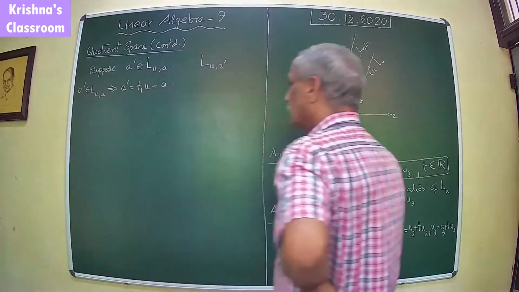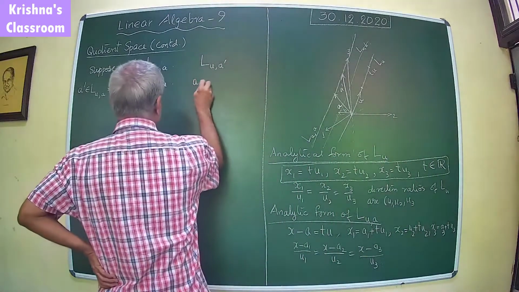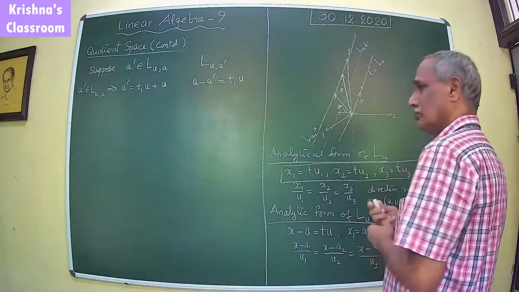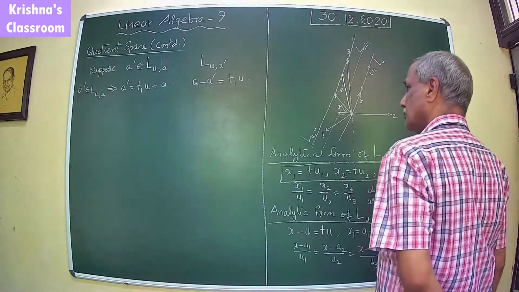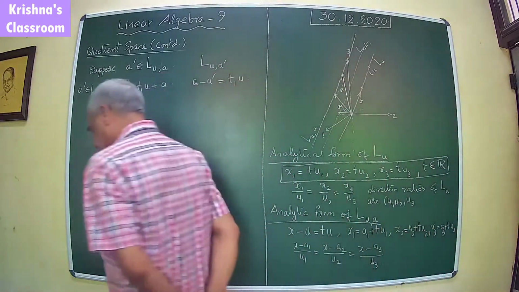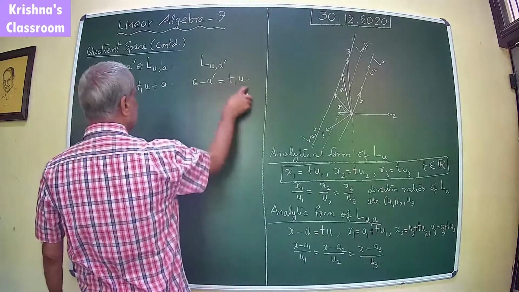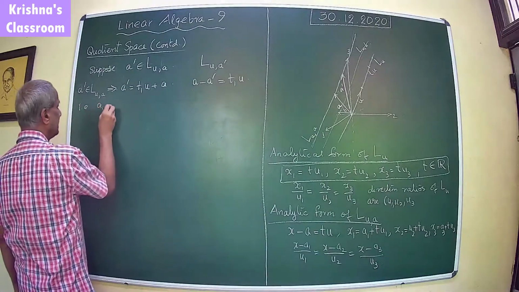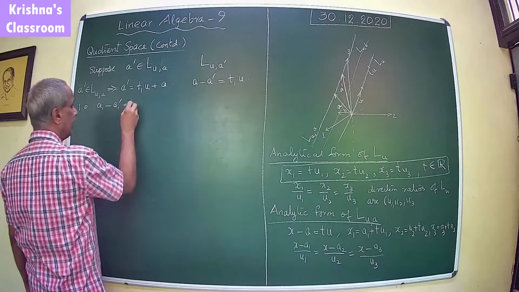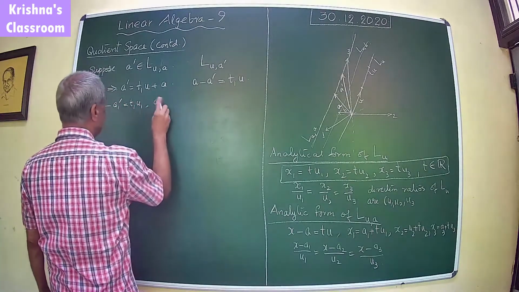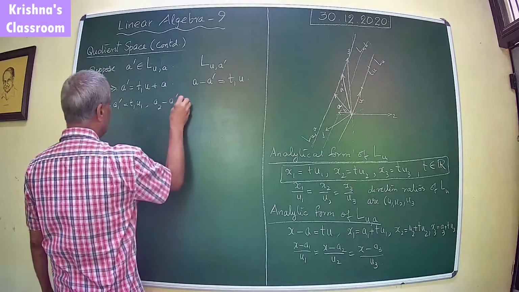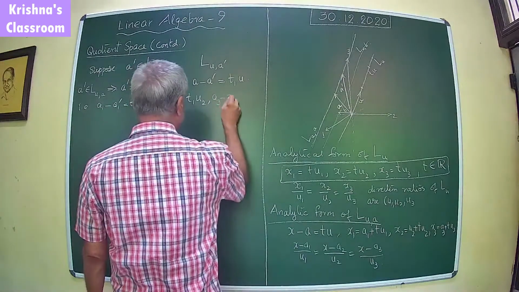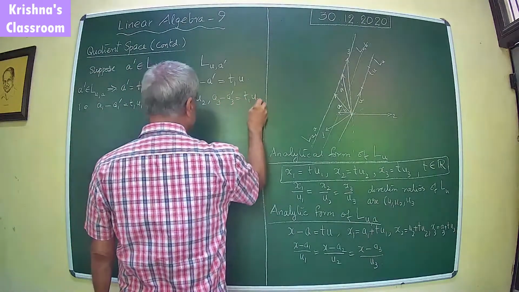Therefore you see that a minus a prime equal to t1 u. This is the relation between a and a prime. So this has three relations, namely a1 minus a1 prime equal to t1 u1, a2 minus a2 prime equal to t1 u2, a3 minus a3 prime equal to t1 u3.